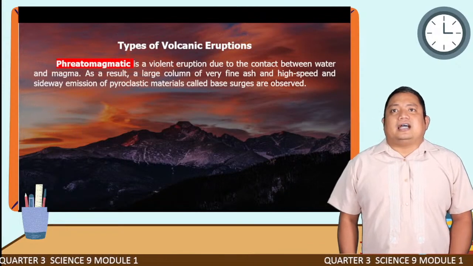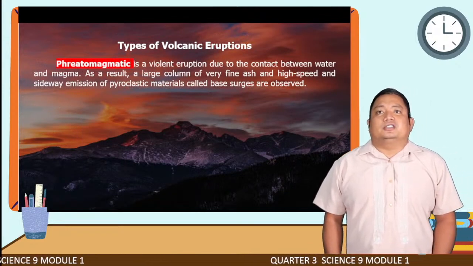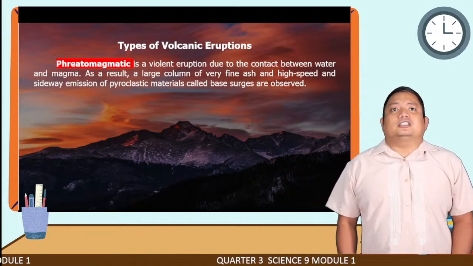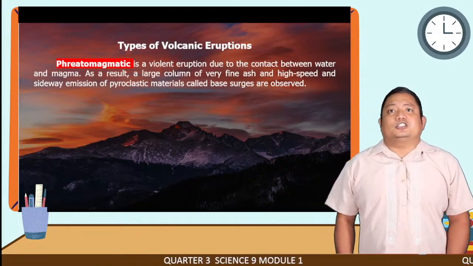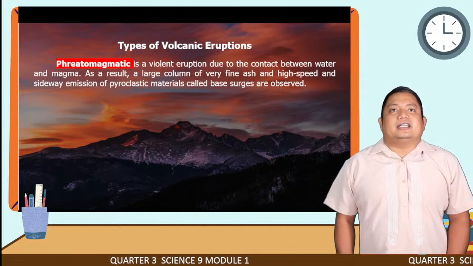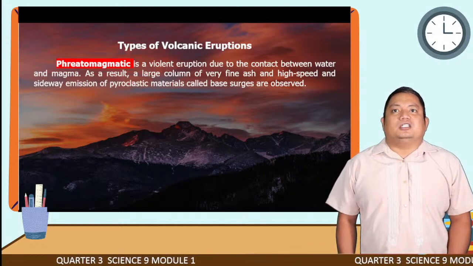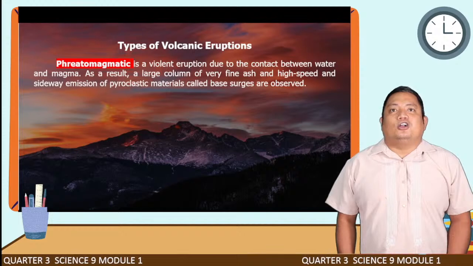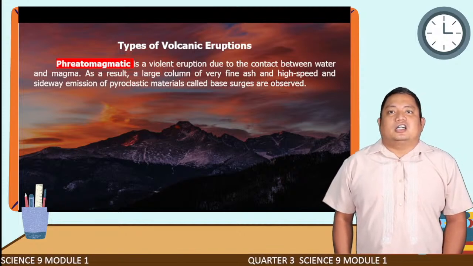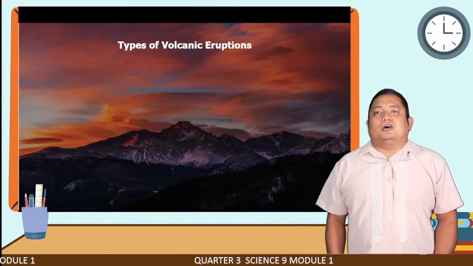Next is a phreato-magmatic eruption. It's a violent eruption due to the contact between water and magma. As a result, a large column of very fine ash and high speed and sideways emission of pyroclastic materials called base surges are observed. Example of this is Mount Mayon.